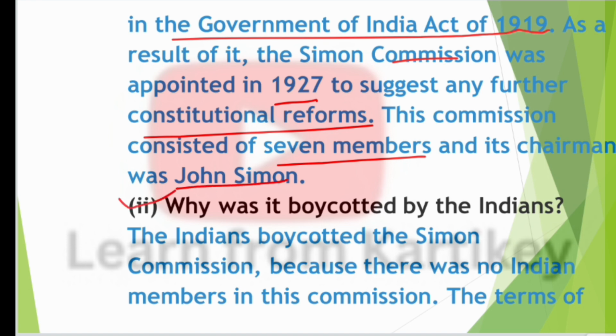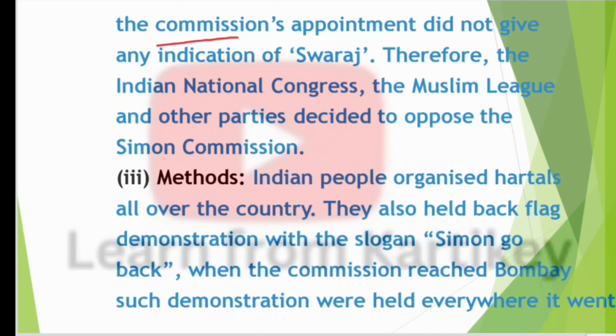Second, why was it boycotted by the Indians? The Indians boycotted the Simon Commission because there were no Indian members in this commission. The terms of the commission appointed did not give any indication of Swaraj. Therefore, the Indian National Congress, the Muslim League and other parties decided to oppose the Simon Commission.